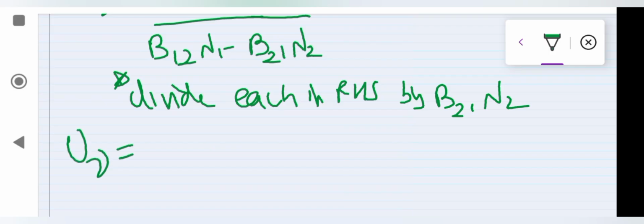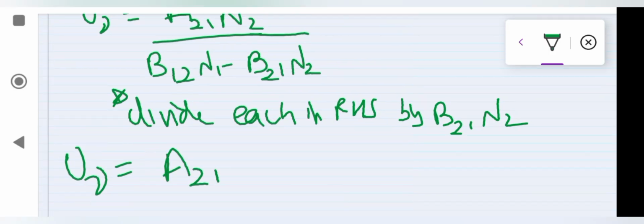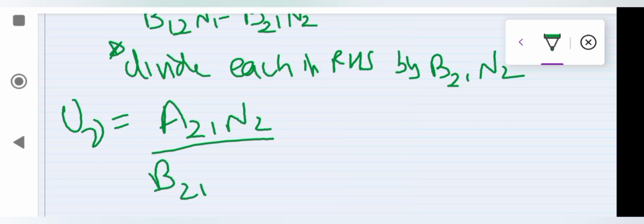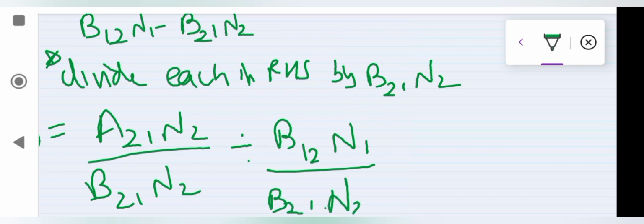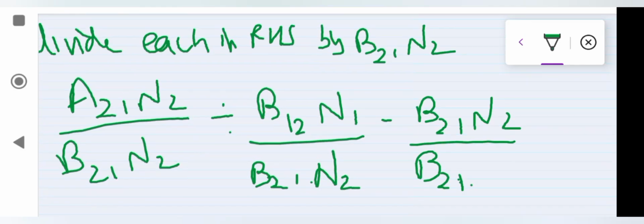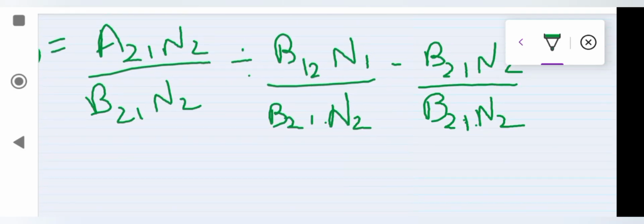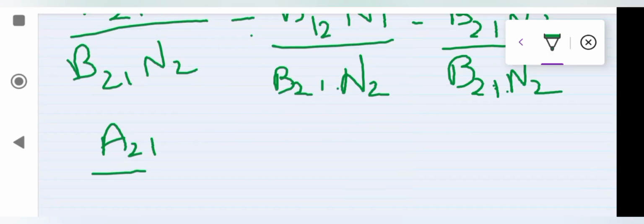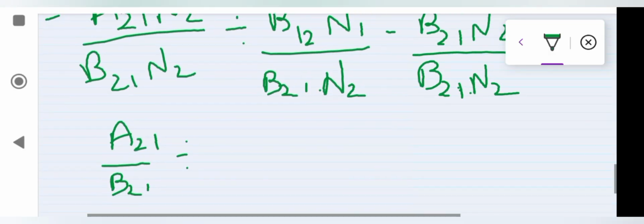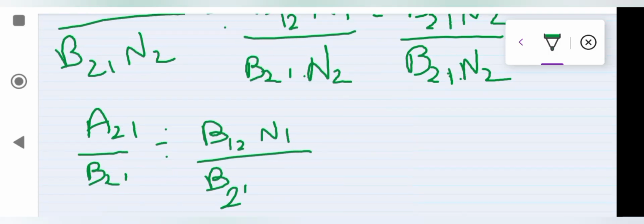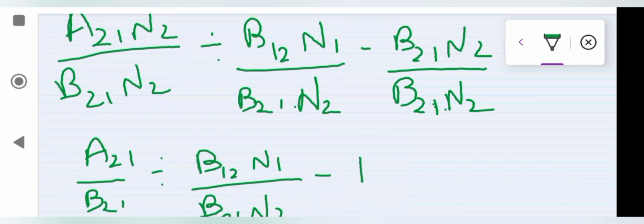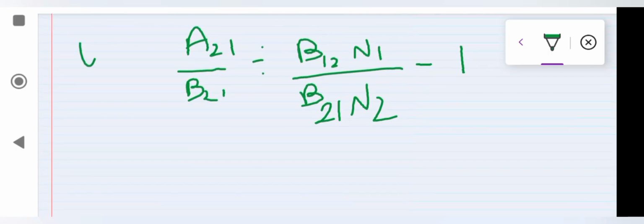So u nu equals A21 N2 by B21 N2, divided by, for now I'll write this so I can see, and from the above, right? B12 N1 by B21 N2 minus B21 N2 by B21 N2. The N2 gets cancelled. So A21 by B21 divided by B12 N1 by B21 N2 minus 1. Okay, this is u nu.